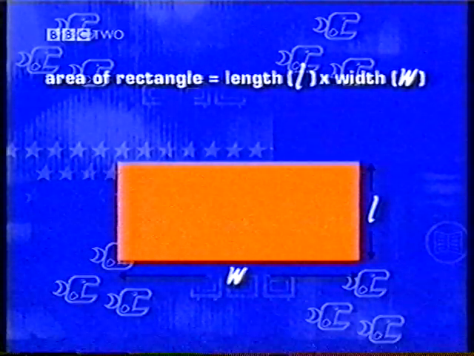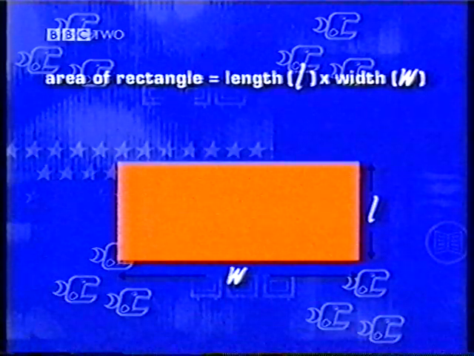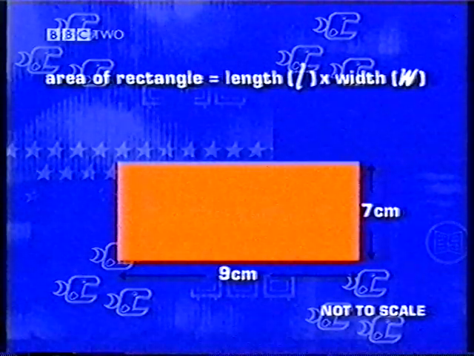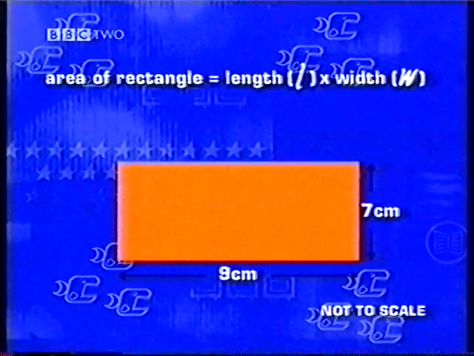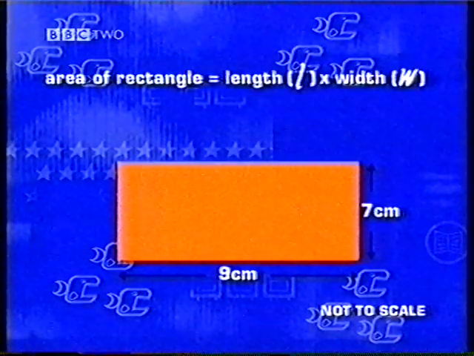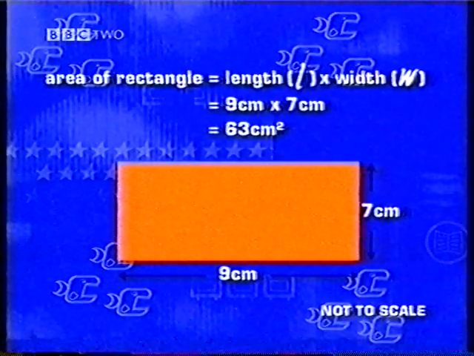But we can be more accurate than this when finding areas. The area of a rectangle or square can be found by multiplying the length by the width. Look at this rectangle. Let's write down its dimensions. Length equals 9 centimetres. Width equals 7 centimetres. Area equals length multiplied by width. So the area equals 9 multiplied by 7. That's 63 centimetres squared.